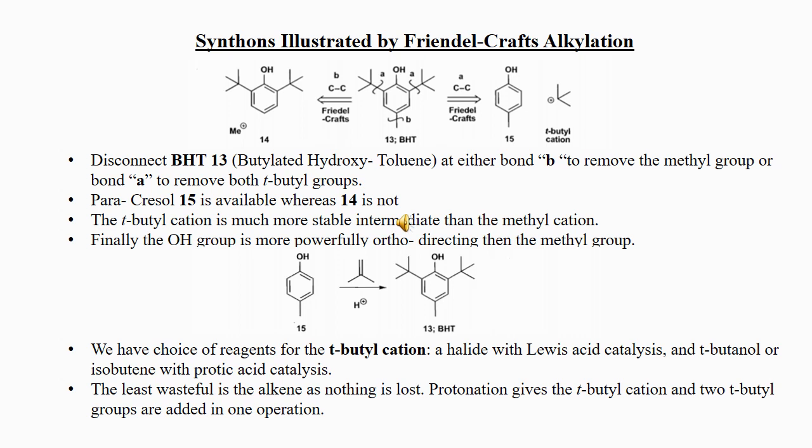When we are going to choose the reagents, we should think about what substrate can give us the required tertiary butyl cation. So tertiary butanol, or isobutene in acidic conditions, can provide tertiary butyl cation to 15. The least wasteful is the alkene, as nothing is lost. When we use alkene in acidic conditions, it is just added to our substrate 15. Protonation gives the tertiary butyl cation, and two tertiary butyl groups are added in one operation.